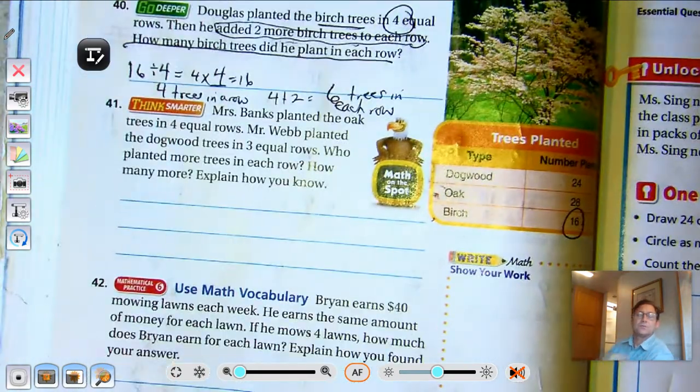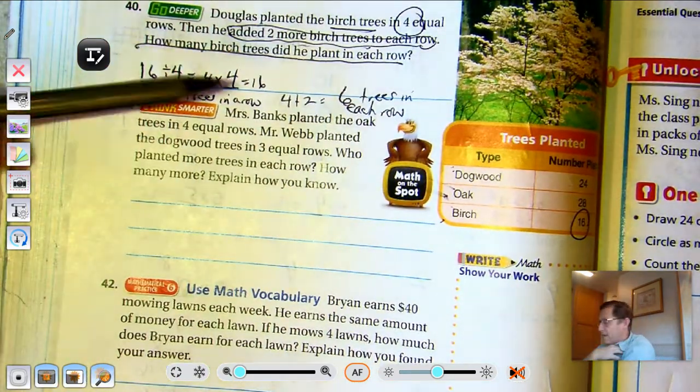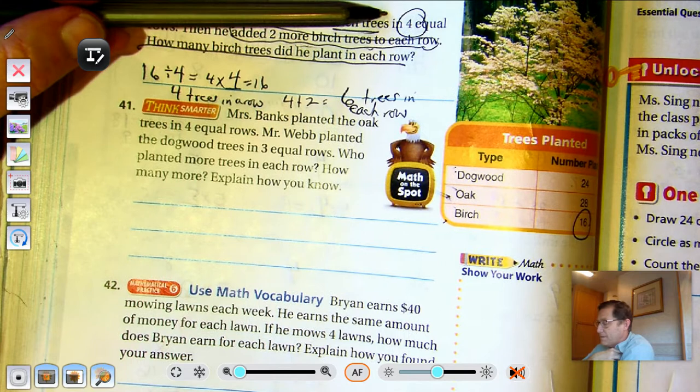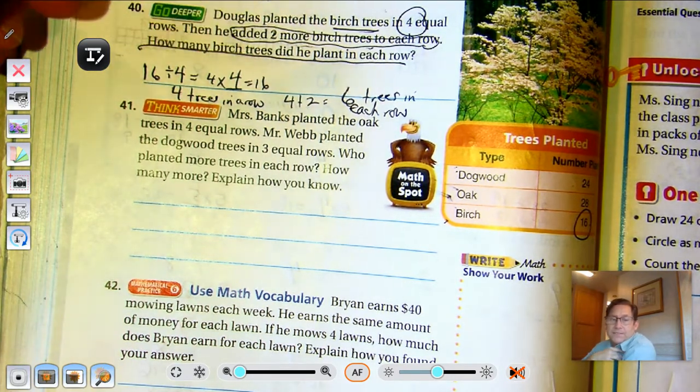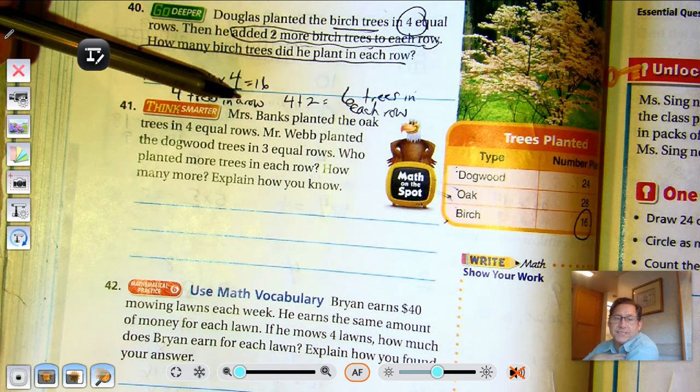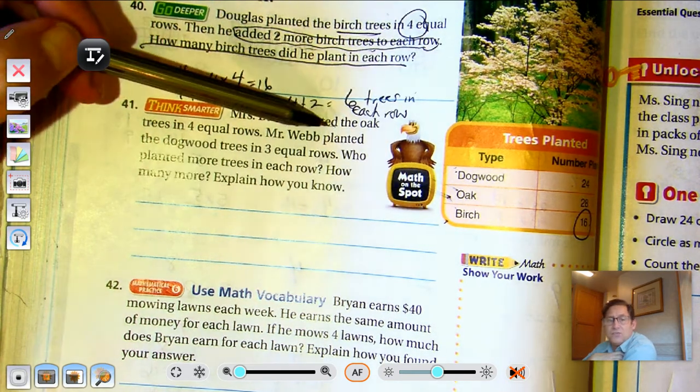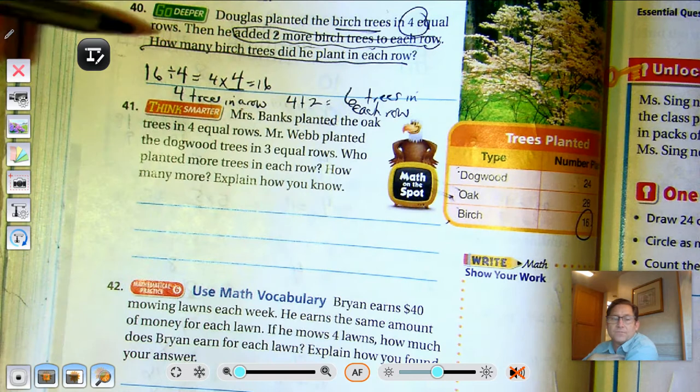Okay. So the first thing we did was figure out how many he actually planted first. Then he's going to add 2 more to each row. All right, well, 4 times 4 is 16. So we put 4 birch trees in each row. Then he's going to add 2 more. So 6 trees in each row.